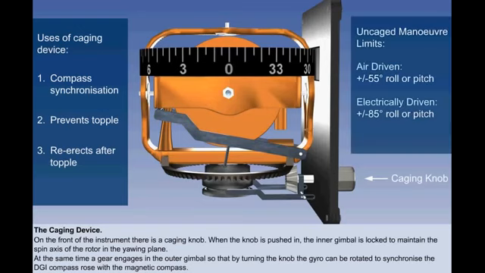The uncaged manoeuvre limits for an air-driven DGI are plus or minus 55 degrees in roll or pitch, and plus or minus 85 degrees in roll or pitch for an electrically driven DGI.